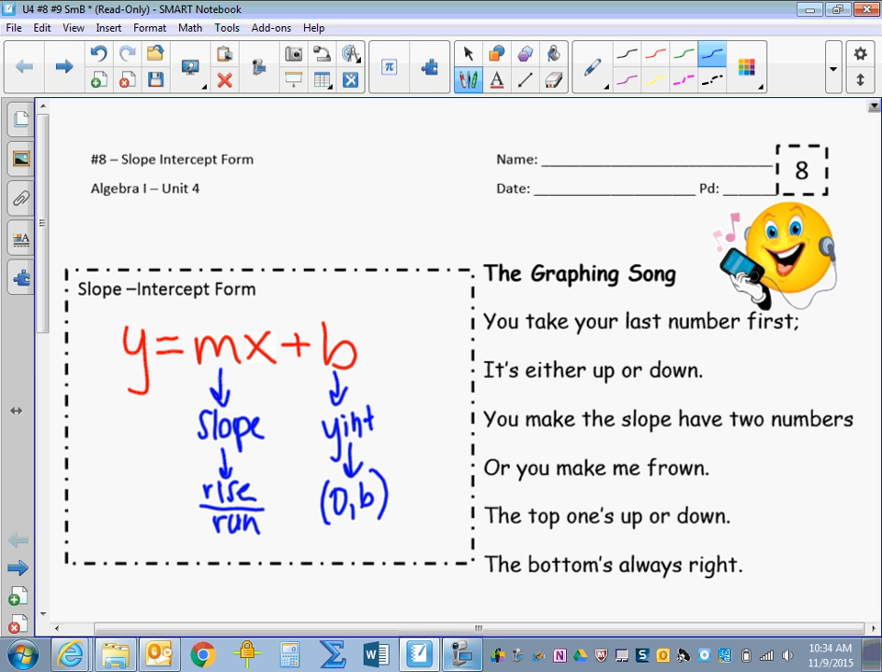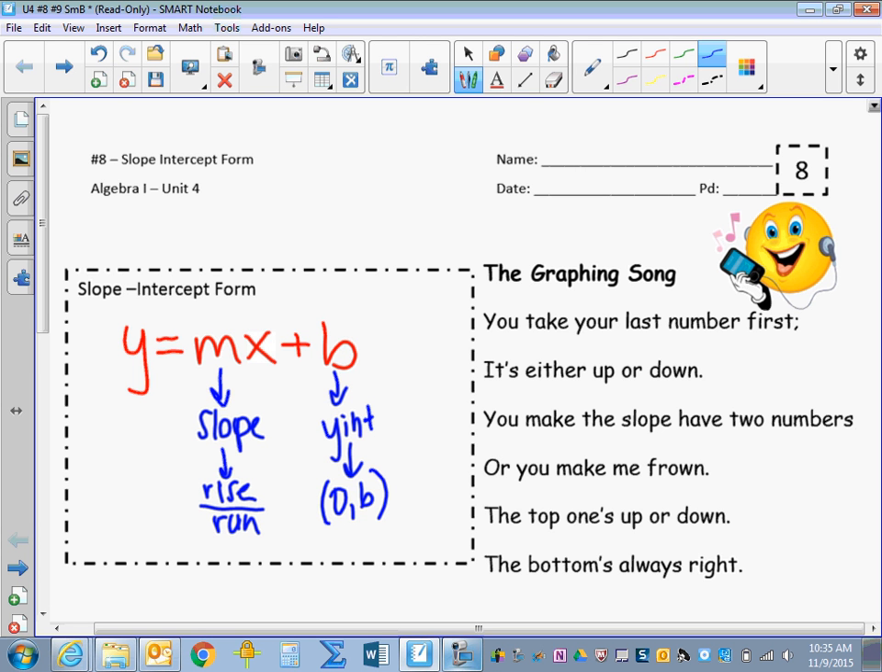All right, so we have the graphing song here. I'm not exactly sure what song it goes to. I thought the Hokey Pokey, but it seems like there's a line missing. So we'll look into that for you, and Kiwan said that he'll sing it for us next class.